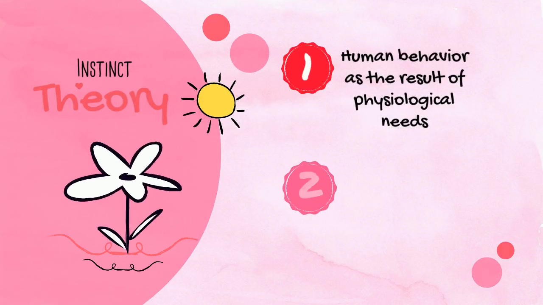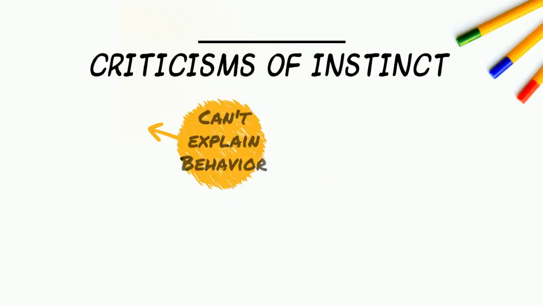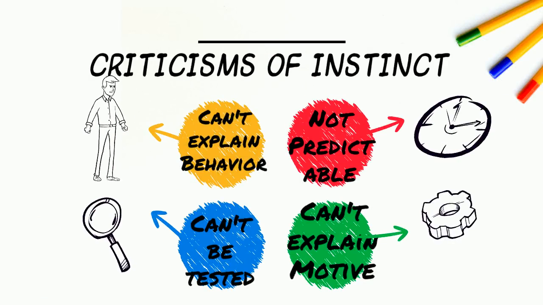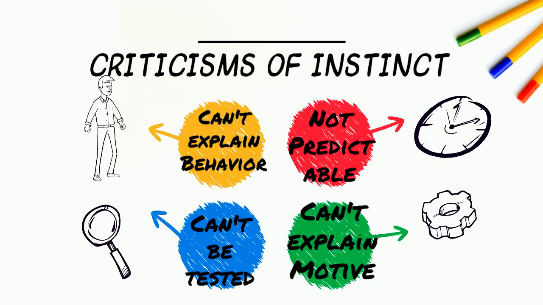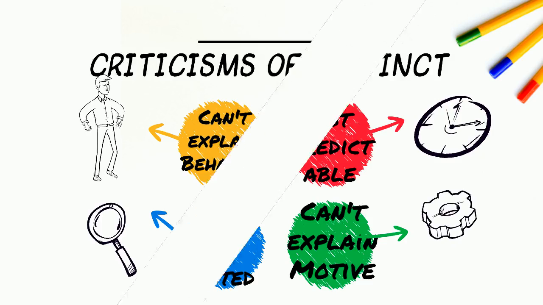Instinct theory views human behavior as the result of physiological needs. Genes predispose species-typical behavior. One criticism of the instinct theory is that instincts can't explain all behavior. They cannot be readily observed and scientifically tested. Just labeling something as an instinct does not explain why some behaviors only appear in certain instances. The instinct theory fails to explain human motives.